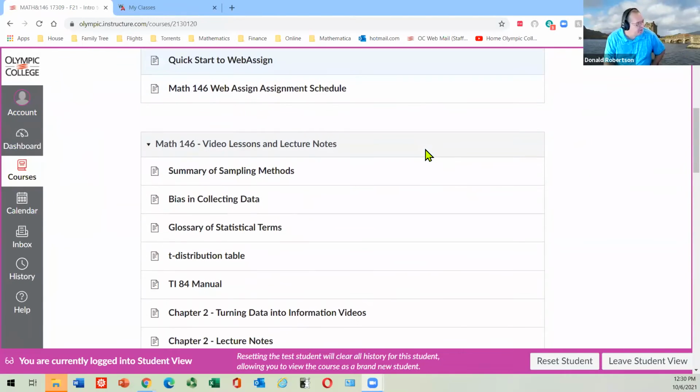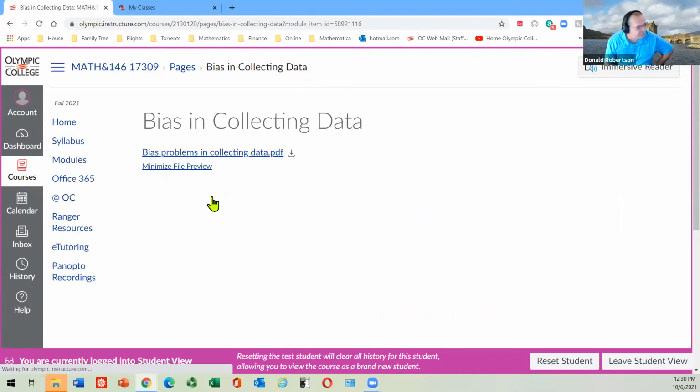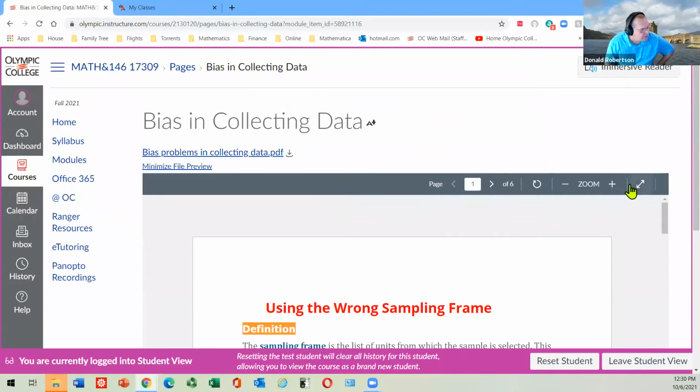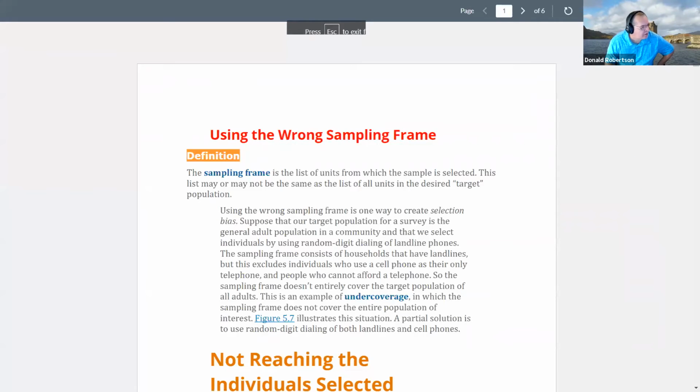We're going to go back to some more notes that I've done, because what I've got is a list of potential bias, things that can make your data not representative, and therefore you should be really careful about any conclusions that you come to. So we're going to look at bias in collecting data.